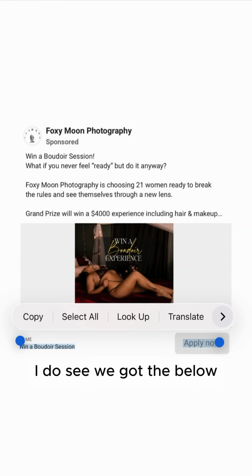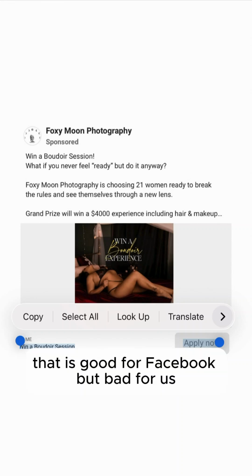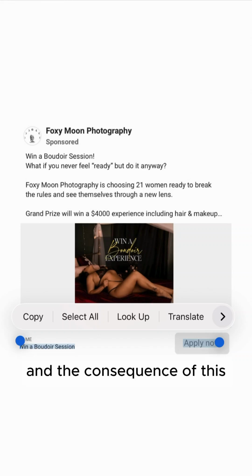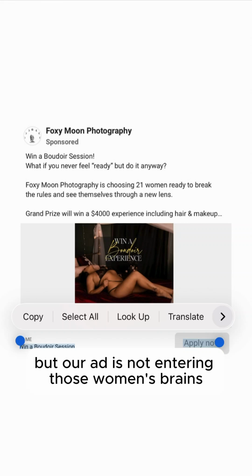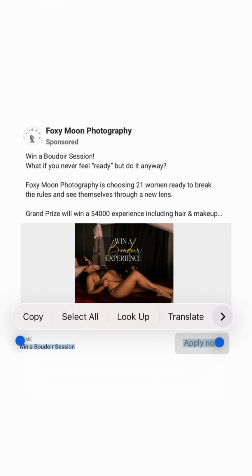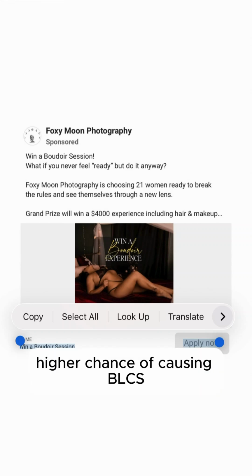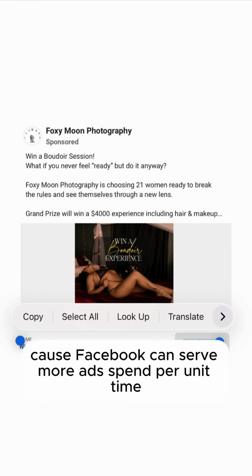So I do see we got the below creative cluster mistake here. This is filling out all the things Facebook recommends us to fill out. That is good for Facebook, but bad for us. So it's the false belief we're following here. And the consequence of this: way more women scrolling by our ad than necessary. So we're paying for that impression, but our ad is not entering those women's brains. It's going to pull our unique CTR all under 6%, higher chance of causing BLCS. And this actually is what Facebook wants, because Facebook can serve more ad spend per unit time.